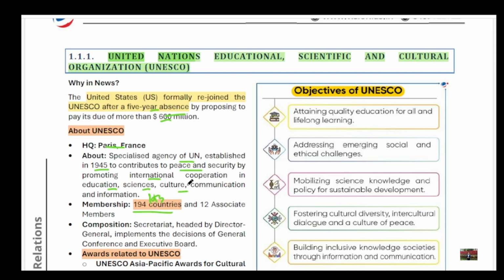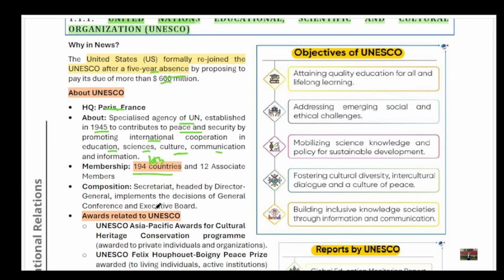Let me reiterate it once again. What is the main aim? The main aim is to contribute to peace and security by promoting international cooperation in education, science, culture, communication, and information. Right. The total number of members is 194 and 12 associate members. All right. So composition is not very important, but just have the idea. It basically comprises a secretariat headed by a Director General, which implements the decisions of the General Conference and Executive Board, right?